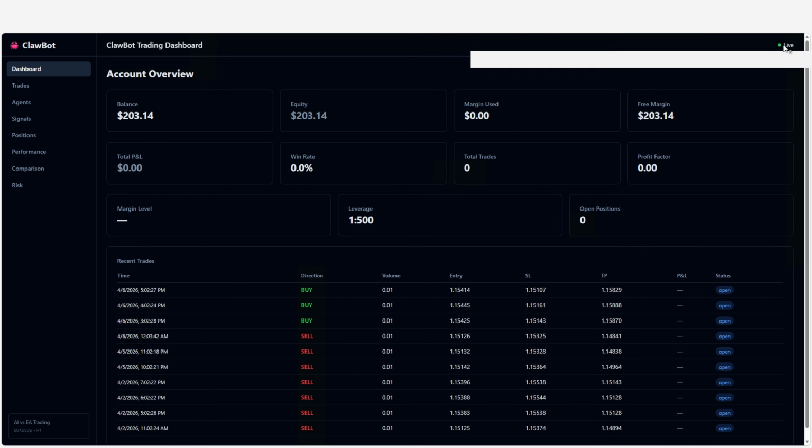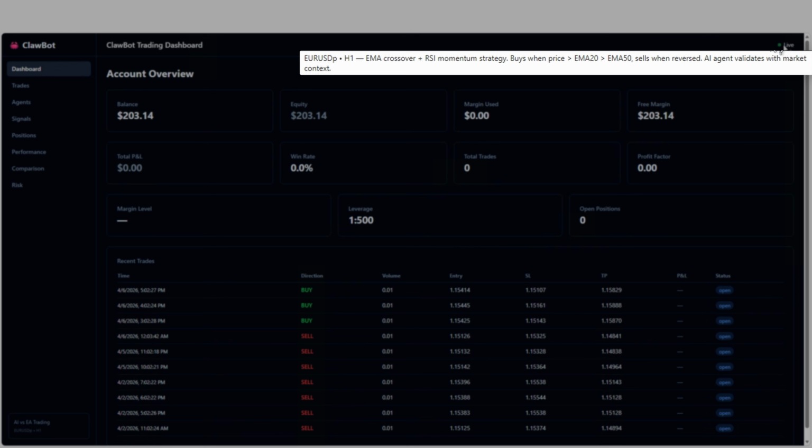The strategy which I use is simple. I asked OpenClaw to browse the internet and to find popular strategies that use indicators and that it can implement, and this is the strategy which it created. EURUSD H1, and it uses the exponential moving average crossover plus RSI momentum. You can see when it buys and when it sells as the price reverses, and we use the AI here to validate with the market context.